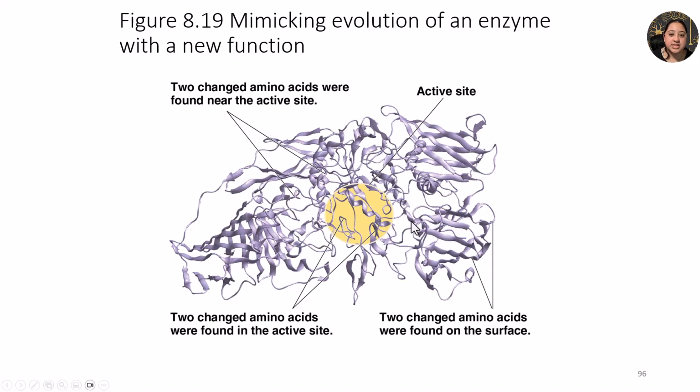And so this is a figure of that experiment that kind of showed this. If this is the active site, they were able to pinpoint the 2 changed amino acids that were in the active site and resulted in these changes. And there were also some changed amino acids near the active site or on the surface, and so maybe these all work together to let it recognize a different substrate.